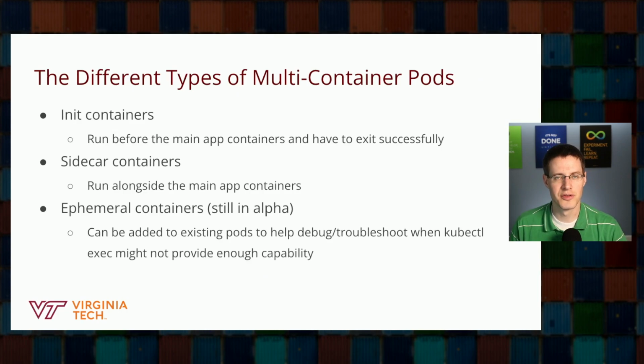There are different types of multi-container pods, and we'll talk about these specifically in just a minute. But at a high level, here's what they are. Init containers are containers that run before the main application. If I've got multiple init containers, they will run in order, and each of them has to exit successfully before the next thing runs, whether that's another init container or the main app. And we'll see a diagram of that in just a second.